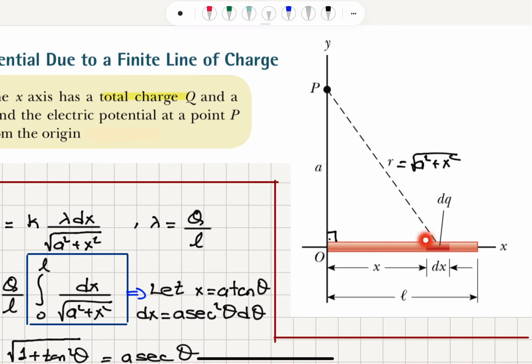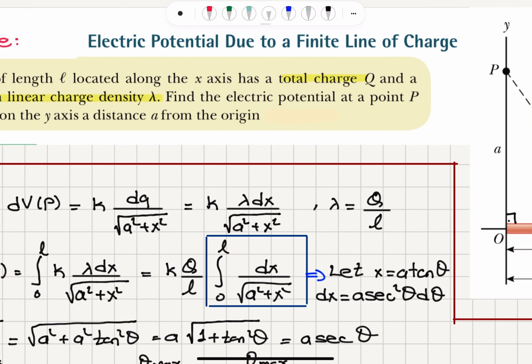So we take a charge element dq, which is the charge density lambda multiplied with dx. It's at a distance square root of a squared plus x squared to point P, and the potential due to that is k dq over square root of a squared plus x squared, where dq is lambda dx and lambda is, for uniform charge distribution, total charge q divided by length L.